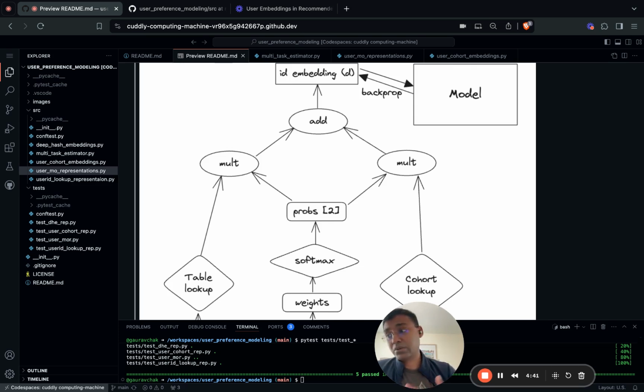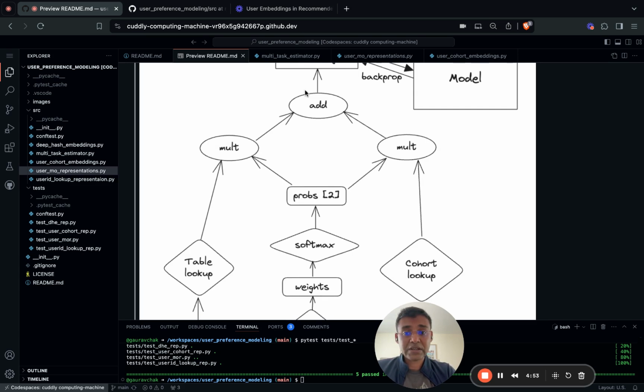So if you go back to the human analogy, let's just say you know a lot about this individual, then you expect this weight to be higher, and hence your output will be primarily the embedding coming from your table lookup. And correspondingly, the other side is also true: if you don't know much about them, then hopefully you capture that, hey, I should mostly rely on the cohort embedding for this user.